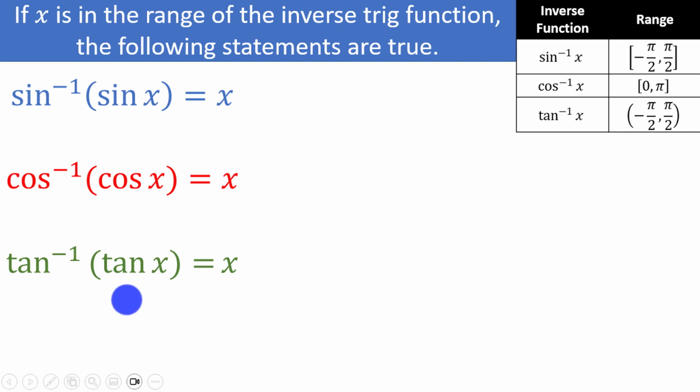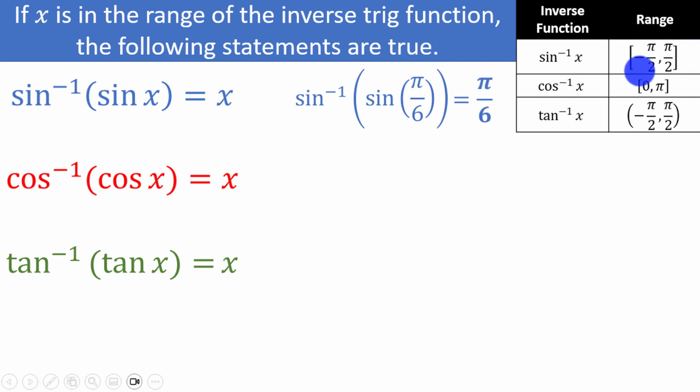Notice the difference here from the previous slide, now we have the inverse functions on the outside and the regular functions on the inside. Okay, so if you have the inverse on the outside, then this is going to apply. If we have the inverse on the inside, then we have the previous case. Okay, so for example, if you have inverse sine of sine of pi over 6, as long as this pi over 6 is in the range of inverse sine, the answer is just going to be pi over 6. And indeed it is. Pi over 6 is between negative pi over 2 and pi over 2.